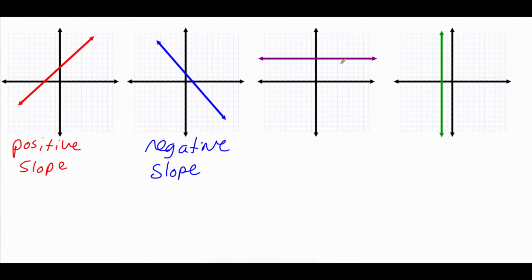In our third picture, this purple line is a flat horizontal line. When you've got a flat horizontal line, we say that that has zero slope. And in our last picture, this green vertical line going straight up and down, we say that that line has an undefined slope.